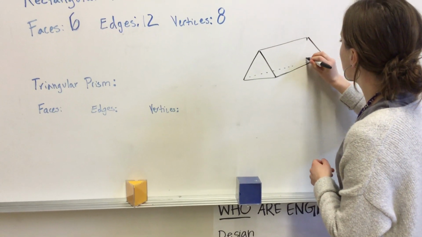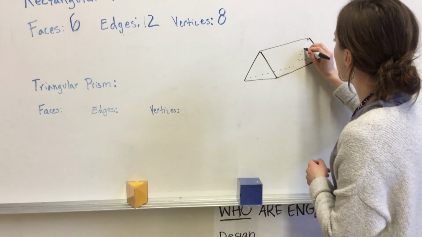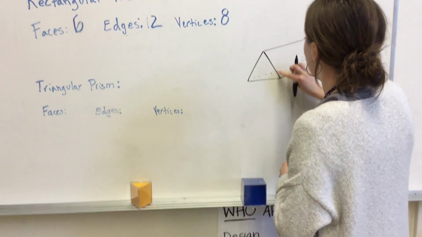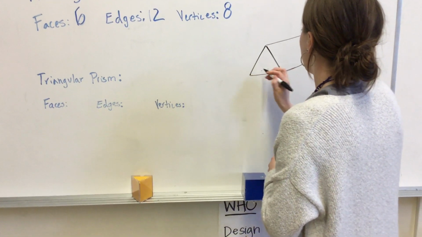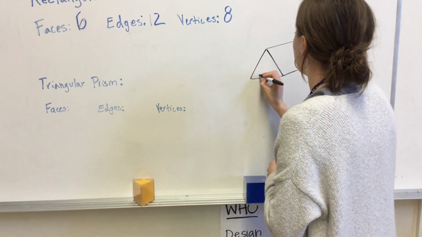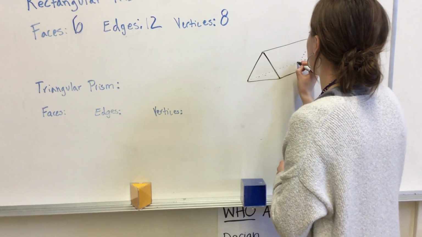If you've ever had a Toblerone chocolate bar, you'll know what this shape looks like. Yes. Or a tent. Or a tent.